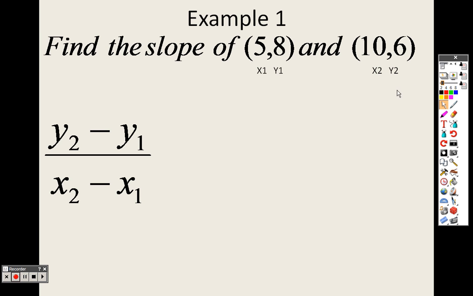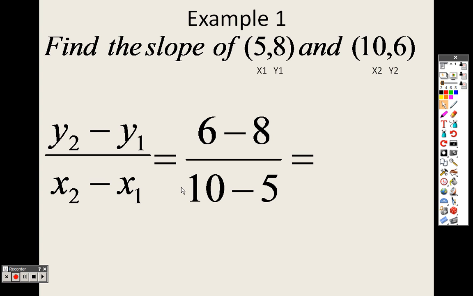So when I plug it into the formula, y2 is 6, so I plug a 6 in there. y1 is 8, so I plug an 8 in there. x2 is 10, so I plug a 10 in there. x1 is 5, so I plug a 5 in there. So when I do this, I have 6 minus 8, which is negative 2, over 10 minus 5, which is 5, so negative 2 over 5 is the slope of that line. Now, because it's negative, that means your slope is going down from left to right. If it's positive, that means it's going up from left to right.